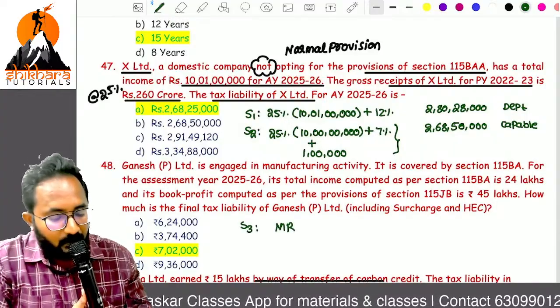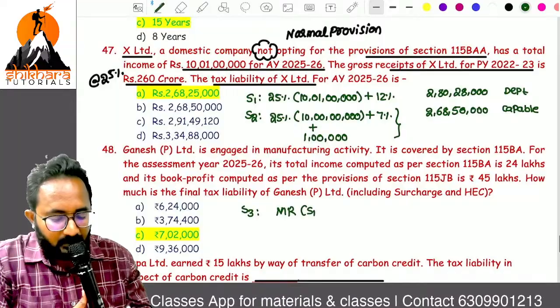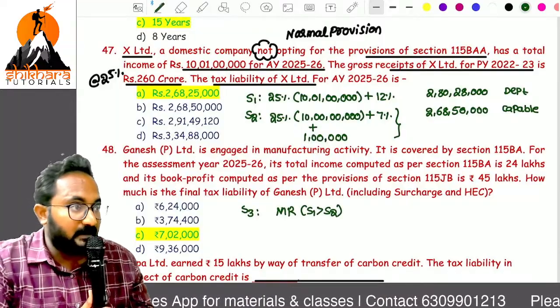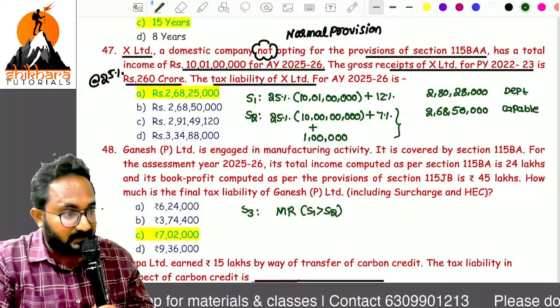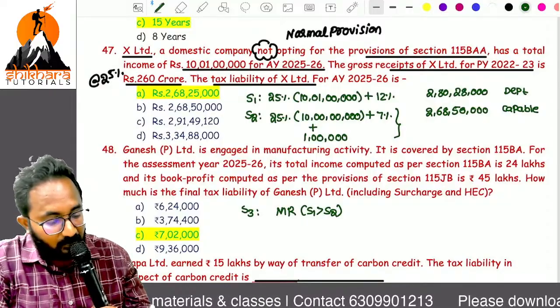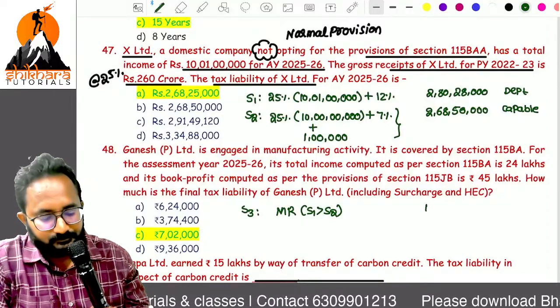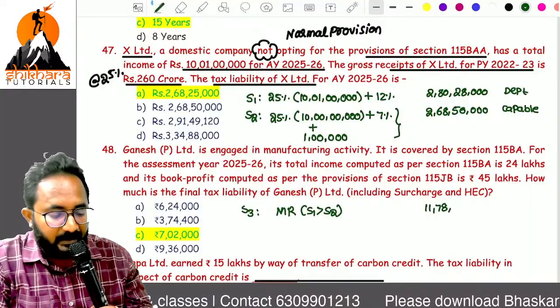Now, step 3. Can you tell me what is that MR? MR means marginal relief. Sir, step 1 is more than step 2, sir. That means they are asking more than my capability. So that's why marginal relief, please calculate. 11,78,000.